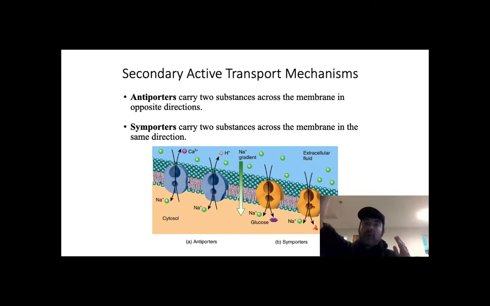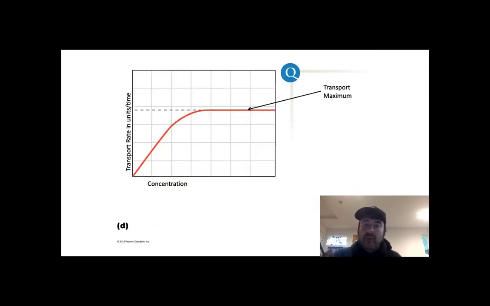So the glucose and sodium that are backed up are going to have to wait in line. And the point at which all of those proteins become tied up, where it doesn't matter if you increase the concentration because the transport rate will remain the same, is called a transport maximum.